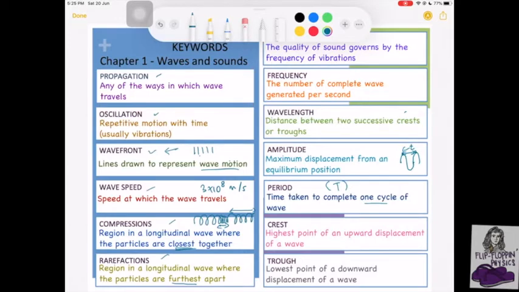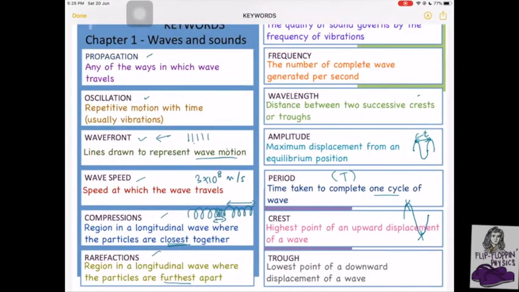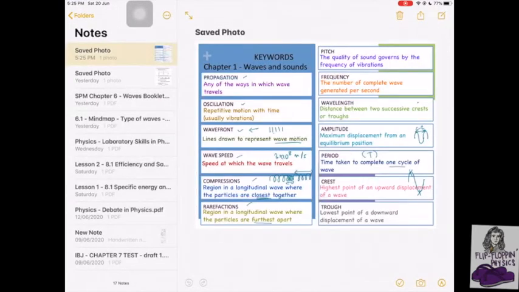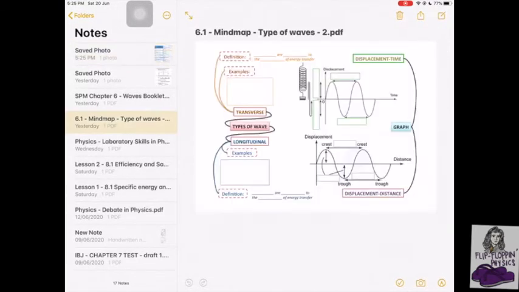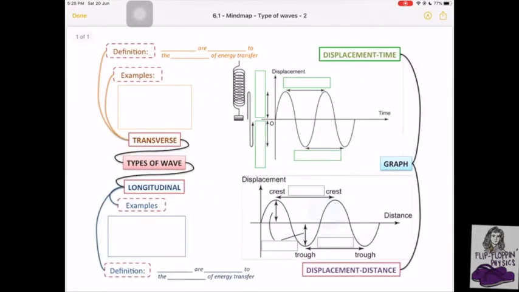And crest in a wave, now you can imagine an ocean wave here. So this part here will be the crest, and the part here will be the trough. Okay, so those are the keywords that you need to learn when it comes to waves. So now let's move on to the more important part in today's video, which is the types of wave.